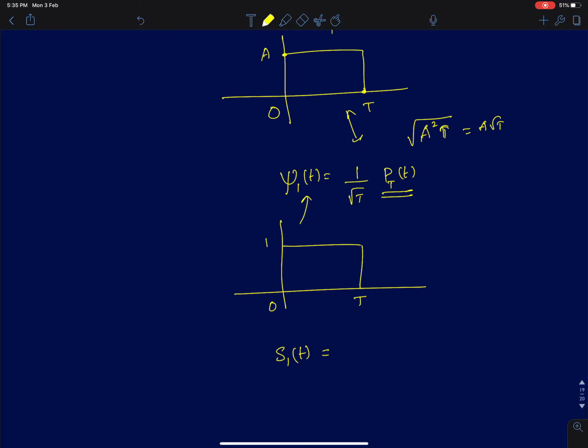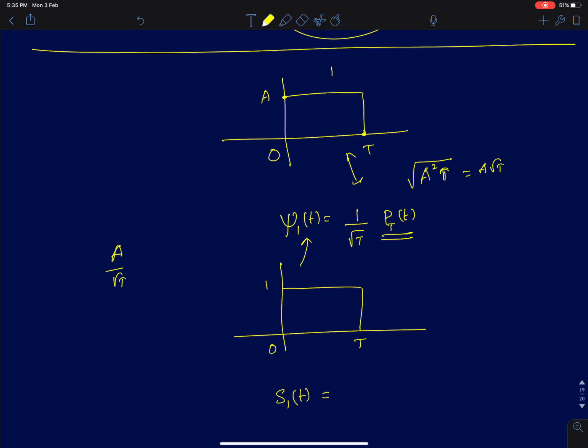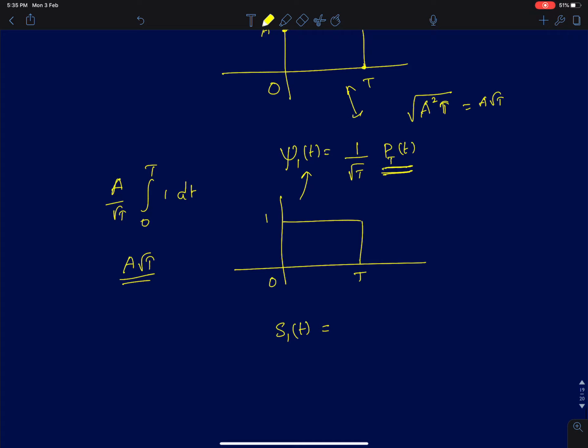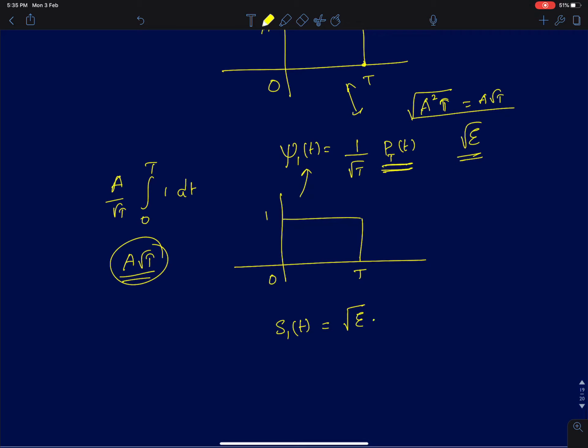If I multiply and integrate, I'm going to get A by root T integral 0 to T 1 dt. I've taken psi 1 of t as 1 over root T, and A I've taken as common, so you will get A root T. Now A root T is nothing but the square root of energy, the symbol energy. So I'll call E the energy of the signal. That will be root E times psi 1 of t. So that's the projection you have found: the projection of the signal is root E in this case, times psi 1 of t.